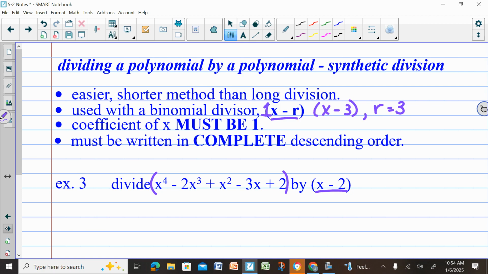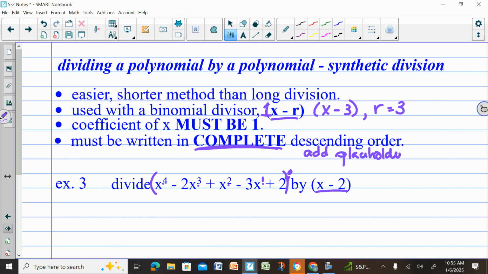And then it must be written in complete descending order. Okay, descending means from the biggest to the lowest, but complete means you can't skip any. So if you look at this example, we have degree 4, degree 3, degree 2, degree 1, and then degree 0. There's no x to the 0, I should say. So the powers of x count down 4, 3, 2, 1, none. If any of those are missing, you have to add placeholder zeros to hold their place.